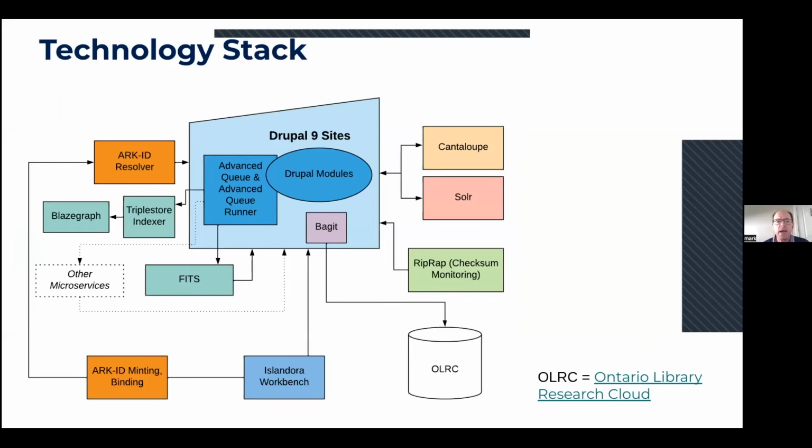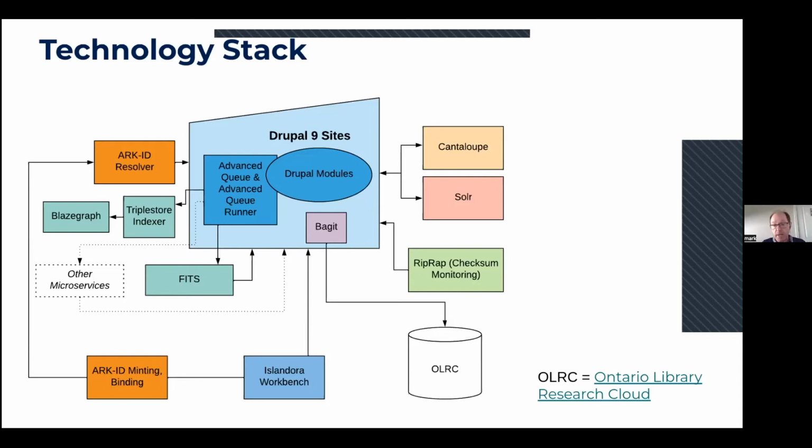And so as you can see, we have the ordinary Drupal around our stuff there. We have Cantaloupe, Solr, Triplestore, and so forth. But just to highlight some of the things I mentioned earlier in the presentation, we have BagIt. And I mentioned a minute ago where UTSC is bagging up their content and shoving it off into their provincial shared storage cloud, OLRC, which has four copies across Canada.